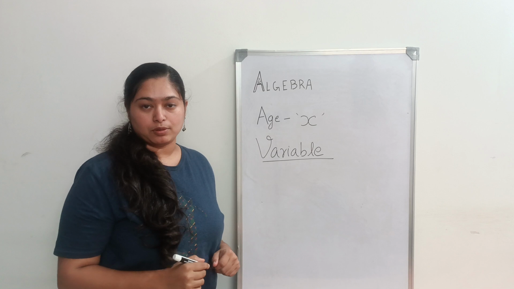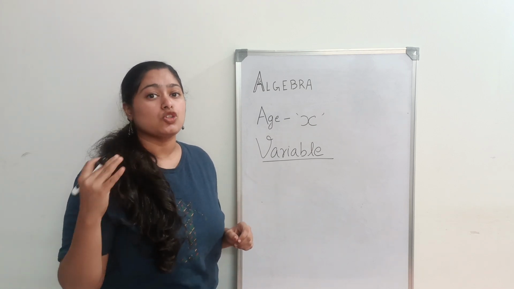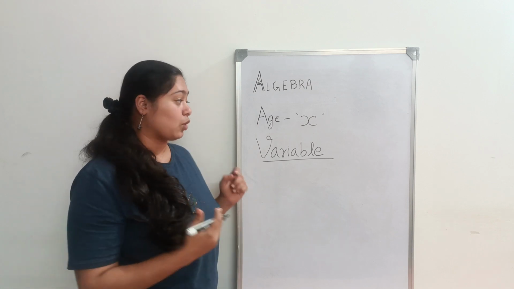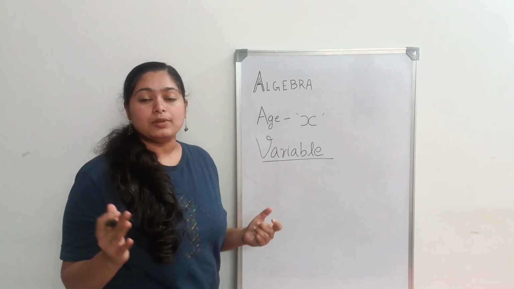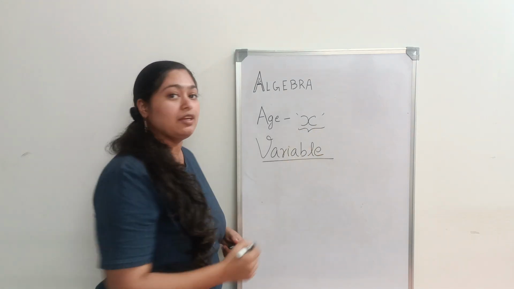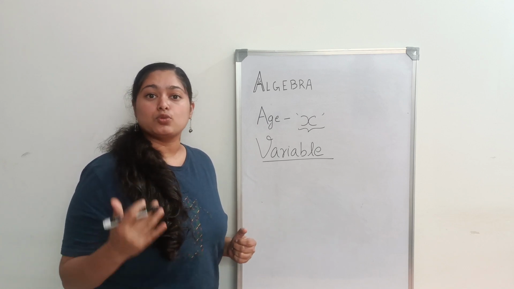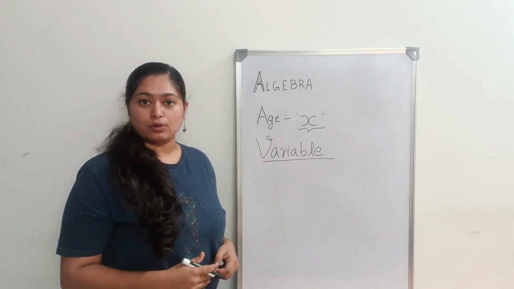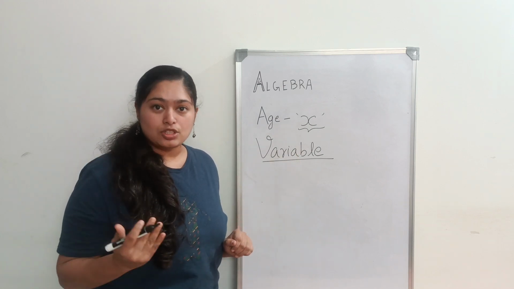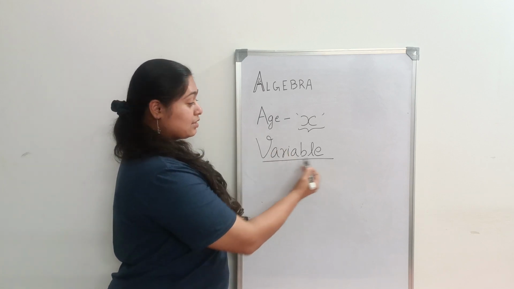What is a variable? Normally also the meaning of variable is something that keeps on changing, or something whose value can be changed. So as you can see, you all will be of different ages and hence my X can take any value. My X can be 10 years old, X can be 5 years old, X can be 12 years old, X can be 13 years old. So here the value of X is not fixed but it is always changing. And that's why we call such words variables.